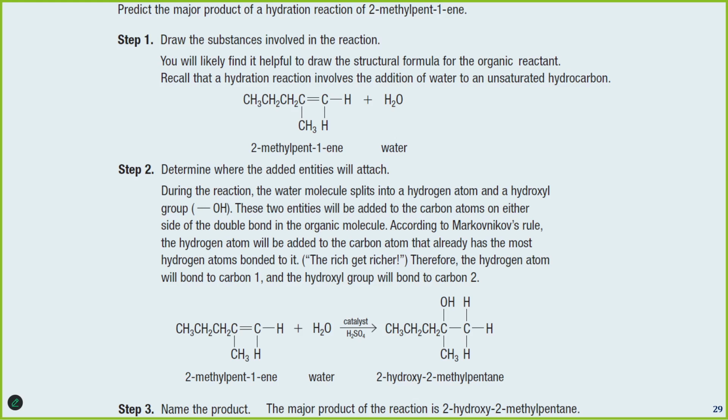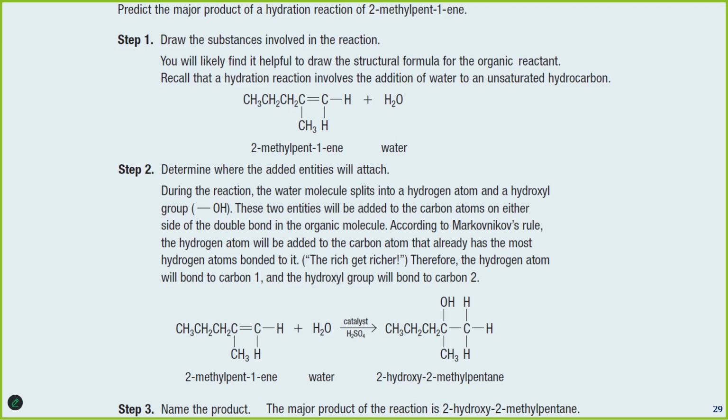The second step is to determine where the added entities will attach. During the reaction, the water molecule splits into a hydrogen atom and a hydroxyl group, or OH. These two entities will be added to the carbon atoms on either side of the double bond in the organic molecule. According to the Markovnikov rule, the hydrogen atom will be added to the carbon atom that already has the most hydrogen atoms bound to it.